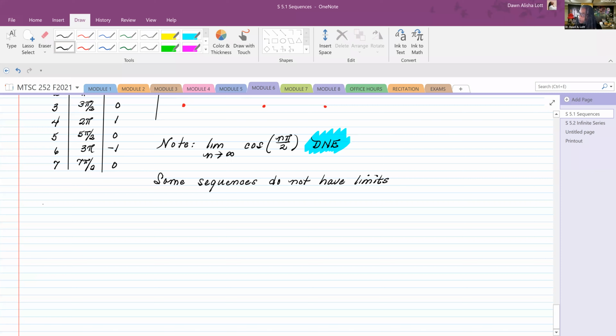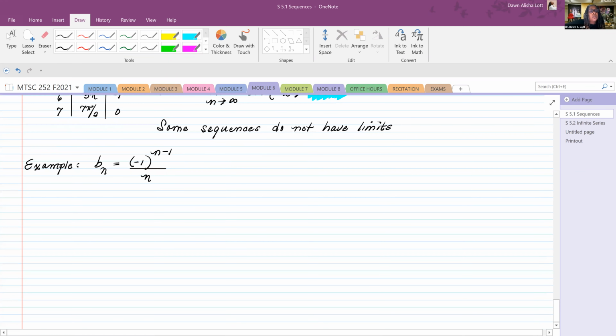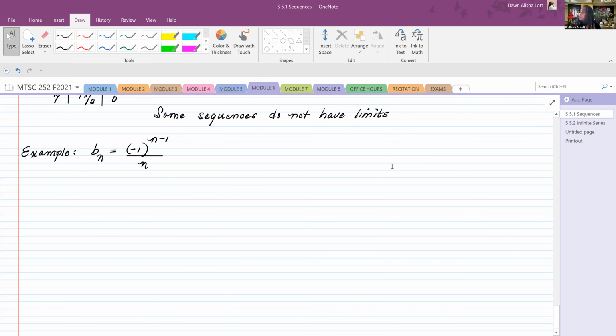Okay, but here's one that does. And this one is B_n equals (-1)^(n-1) over n. All right, so let's draw a chart again. I think you guys may have found that helpful. I hope.